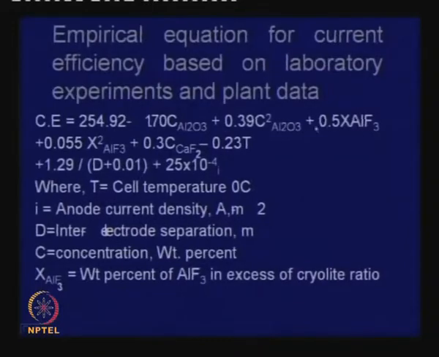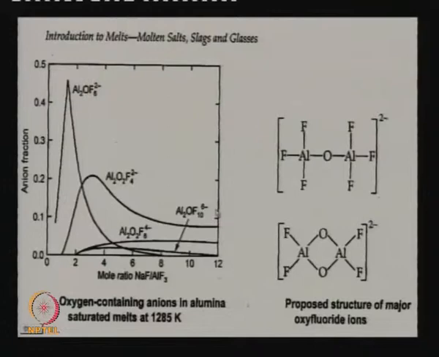There are equations as to what all things affect current efficiency. Then we have said it is not so simple a reaction during electrolysis, that Al2O3 decomposes to aluminum and oxygen goes and reacts with the carbon anode. It is not so. All kinds of things take place.